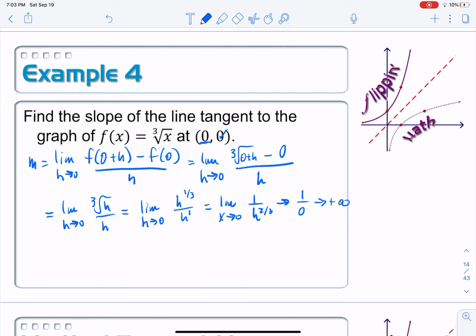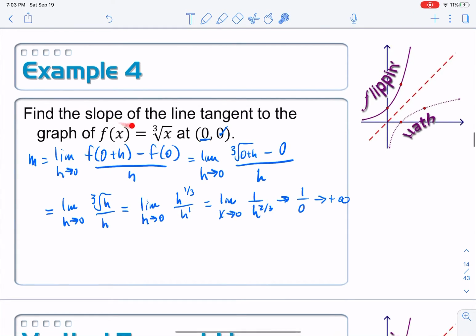Now, what did we just find? We just found the slope of the tangent line. This is the slope of the tangent line, and it's infinity. What kind of line has an infinite slope? Horizontal has a 0 slope, and then as it gets steeper and steeper, the slope gets bigger and bigger until I get here, and it's undefined.